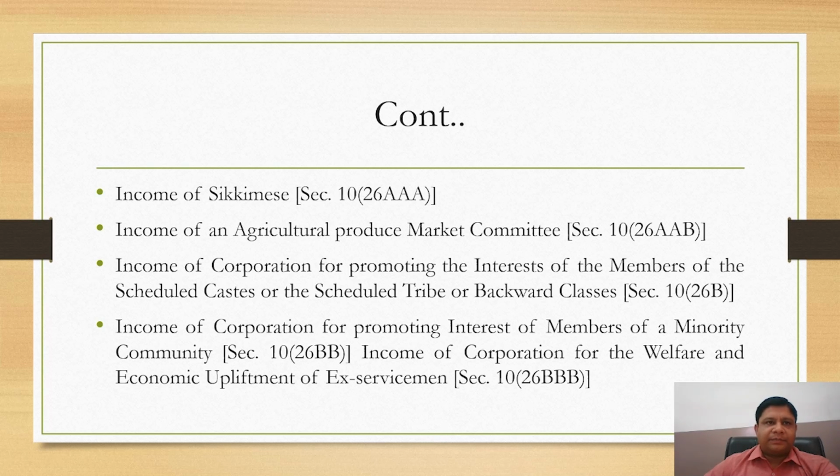Next, income of an agriculture produce market committee or board constituted under any law for the time being in force for the purpose of regulating the marketing of agriculture produce is exempt. Income of corporation for promoting the interests of the members of the scheduled castes or scheduled tribes or backward classes is fully exempted. Income of corporation for promoting interest of members of a minority community. Income of corporation for the welfare and economic upliftment of ex-servicemen.